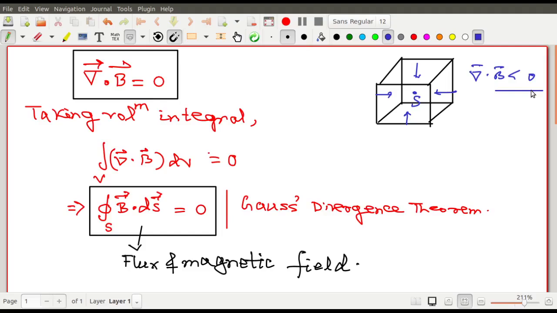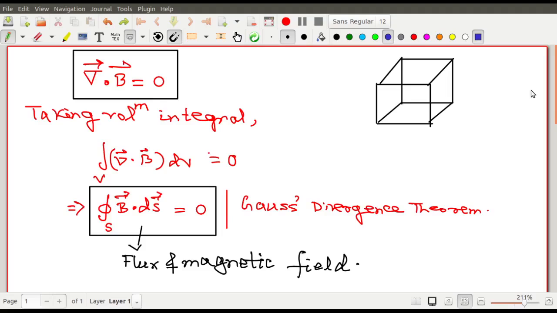So we understand positive divergence, we understand negative divergence, right? Now what is zero divergence? Zero divergence means there is no net outflow. So how is that possible?